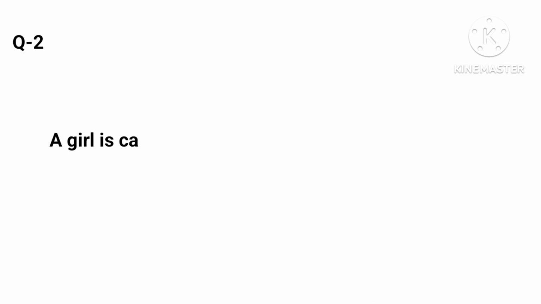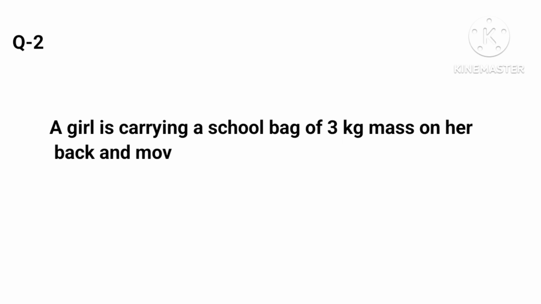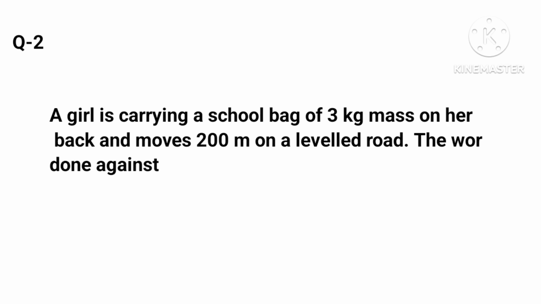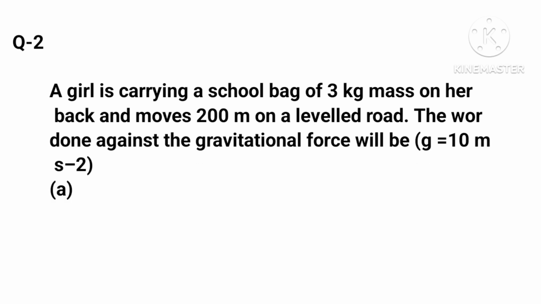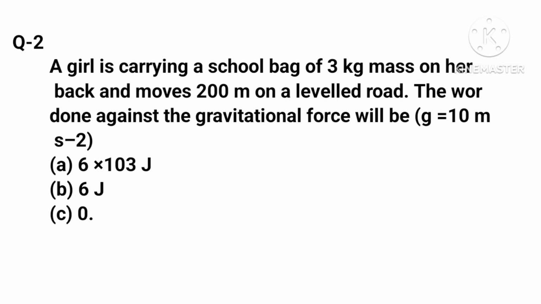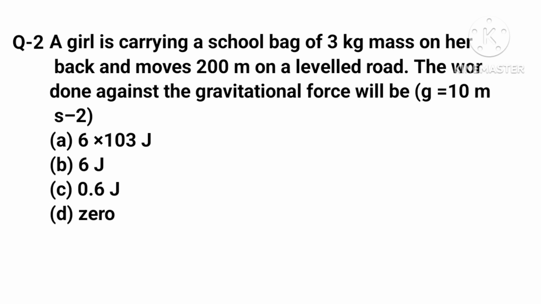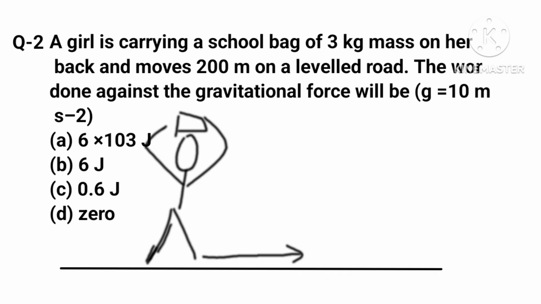A girl is carrying a school bag of 3 kg mass on her back and moves 200 meters on a leveled road. The work done against the gravitational force will be, g equals 10 m/s squared: A. 6 times 10 to the power 3 J, B. 6 J, C. 0.6 J, D. 0. Since the girl is carrying the bag overhead, the weight acts vertically downwards, perpendicular to the motion of the girl, hence no work is done. Answer is D.